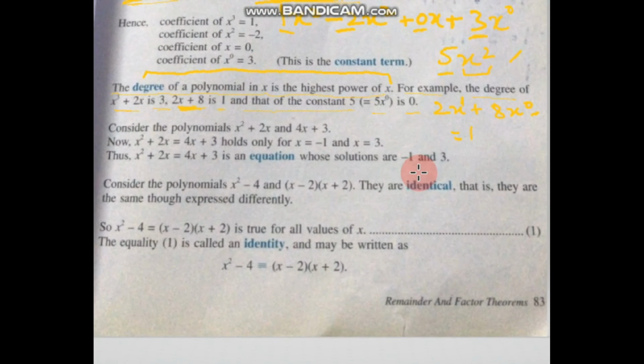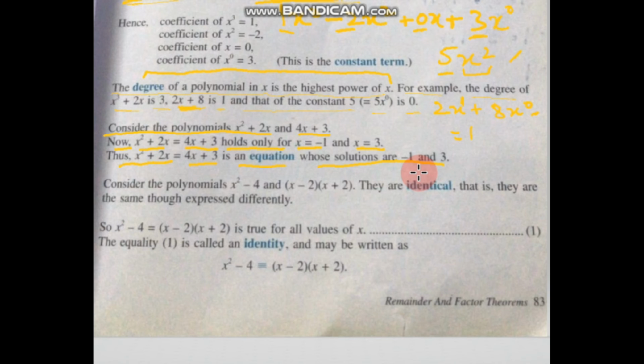Now they are saying consider the polynomial x squared plus 2x and 4x plus 3. Now x squared plus 2x is equal to 4x plus 3 holds only for x is equal to minus 1, and x is equal to 3. Thus x squared plus 2x is equal to 4x plus 3 is an equation whose solutions are minus 1 and 3.